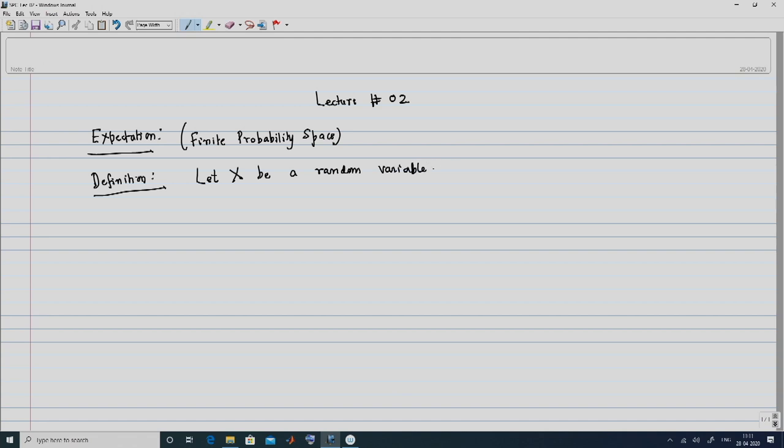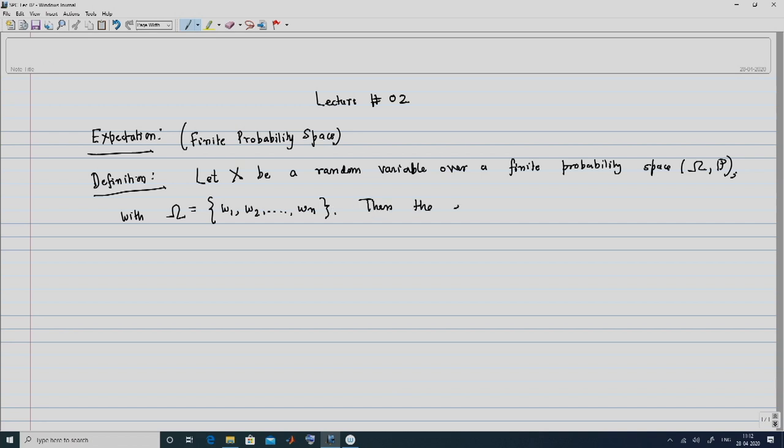as already defined over a finite probability space (omega, P). Remember, omega was the sample space and P was the probability measure. Since this is a finite probability space, I take my omega to be comprised of some elementary events omega 1, omega 2, all the way to some omega n.